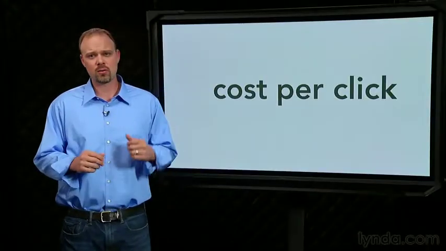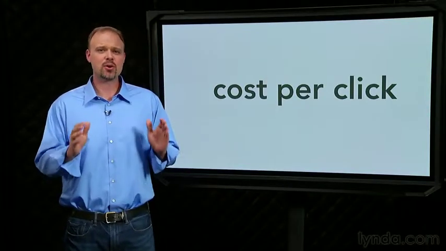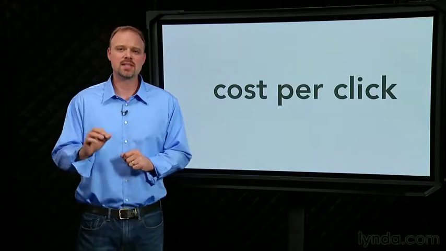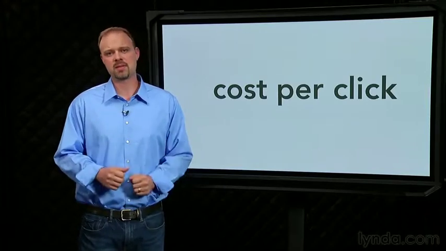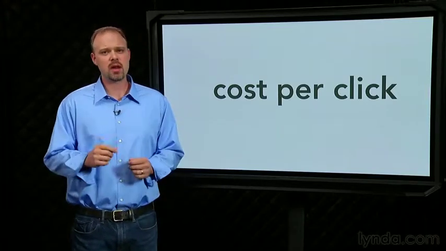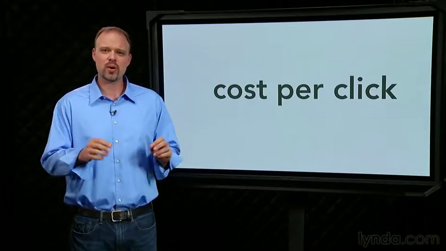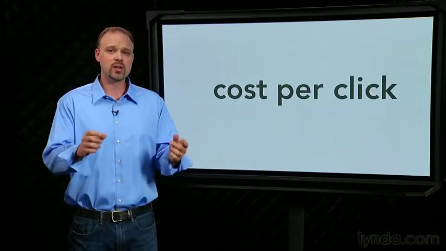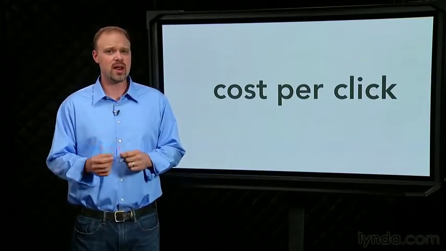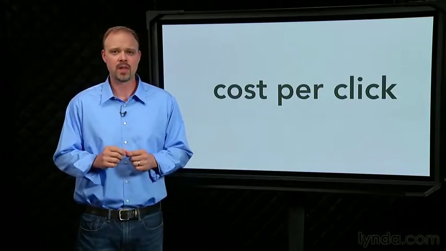Cost per click, or CPC, is the standard pricing model and is the default setting for all AdWords campaigns. When using this pricing model, the system will not charge you when it shows your ad, but it will charge you each and every time someone actually clicks on your ad.